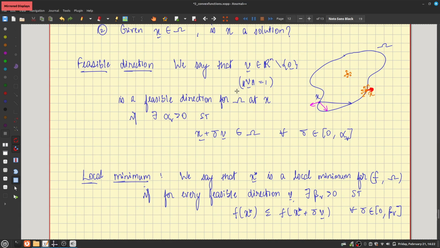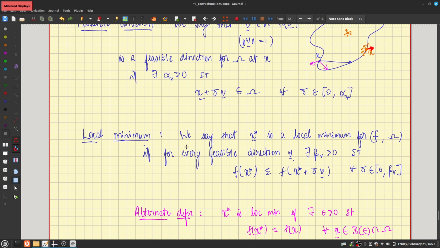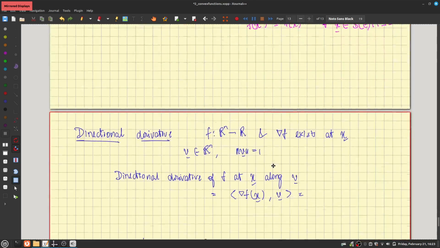And in order to go about this, I defined the notion of a feasible direction. A feasible direction is any direction at the point such that along that direction you can move a little bit and still lie within the constraint set omega. And we say that a point within omega is a local minimum if for every feasible direction the function value always increases. It can't decrease any further along every feasible direction. All right.